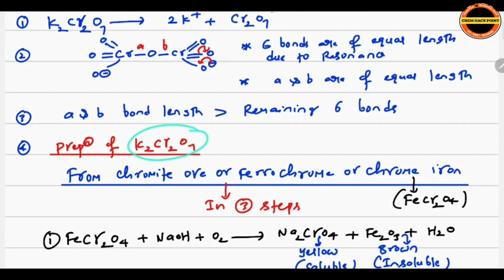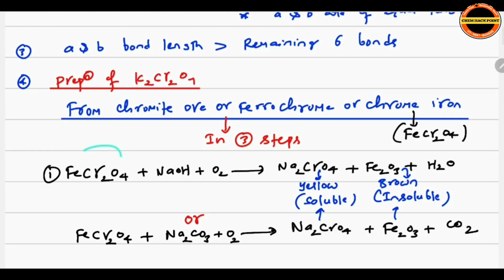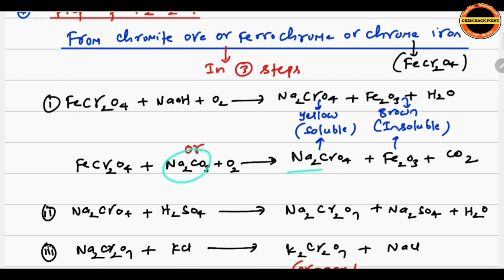Preparation of K₂Cr₂O₇ from chromite ore or ferrochrome, chrome iron, FeCr₂O₄, occurs in 3 steps. Step number 1, chromite ore reacts with NaOH to form yellow colored sodium chromate and brown colored Fe₂O₃. In place of NaOH, you can use even Na₂CO₃. Products are same, but here you will get CO₂. Sodium chromate is soluble, Fe₂O₃ is insoluble.